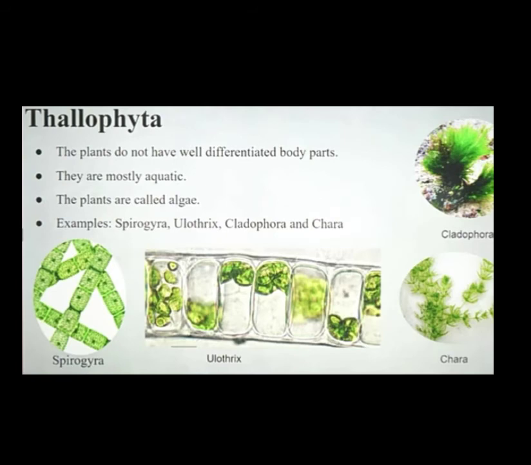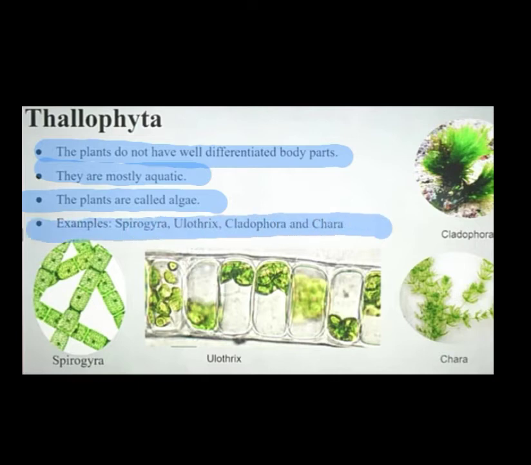Now let's look at the Thallophyta. Thallophyta do not have well-defined body parts and they are mostly aquatic. And the plants which come under the Thallophyta are called algae, and some examples are Chara, Spirogyra, Ulothrix, etc.